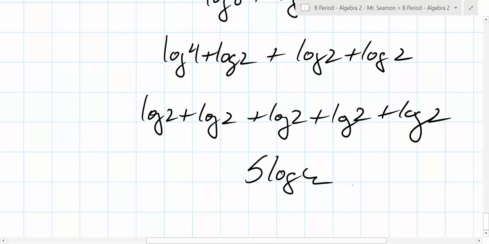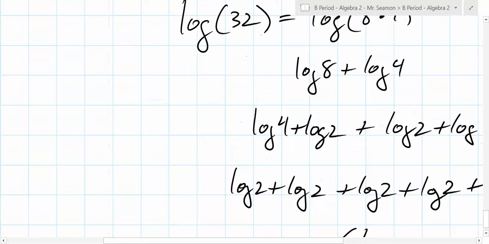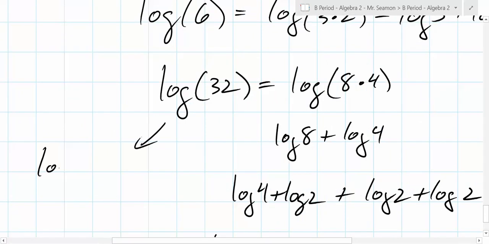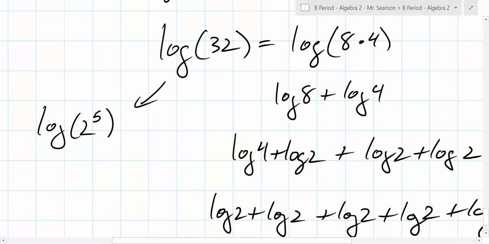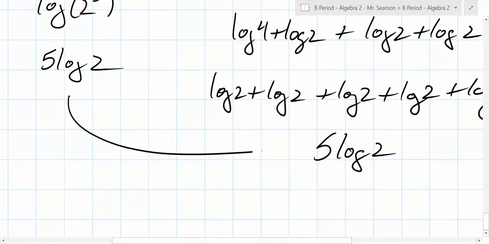Hey, do you know how you can get there another way? What's 32? You know what 32 is? Log of 2 to the what power? Oh. 5. What can you do with the exponent? You can put it in front. Oh, look, did we get the same thing? Yeah. Are there different ways to do the same thing? Yeah. Absolutely. But just remember, you can factor numbers and then use the log rules. Do you understand what I'm saying? It's kind of important? Yeah, it's kind of important.